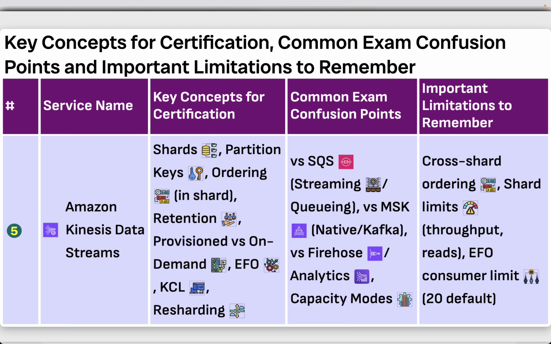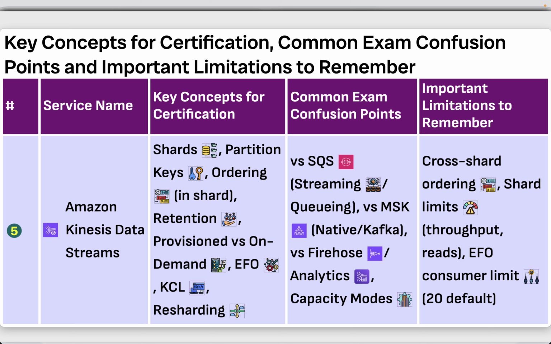Next comparison will be MSK, the Kafka service. So this was the original, this is the native service. Then came Kafka, because they wanted to support and help customers migrate or provide compatibility with the Kafka ecosystem. Then that was introduced. So go for MSK if those limitations, requirements, or constraints are there.